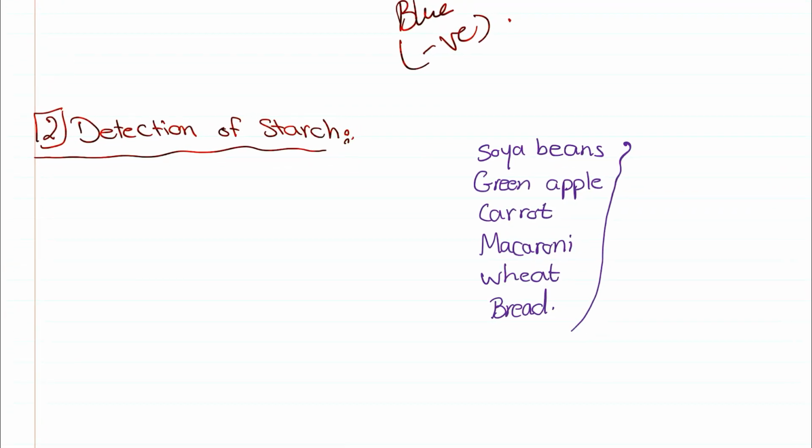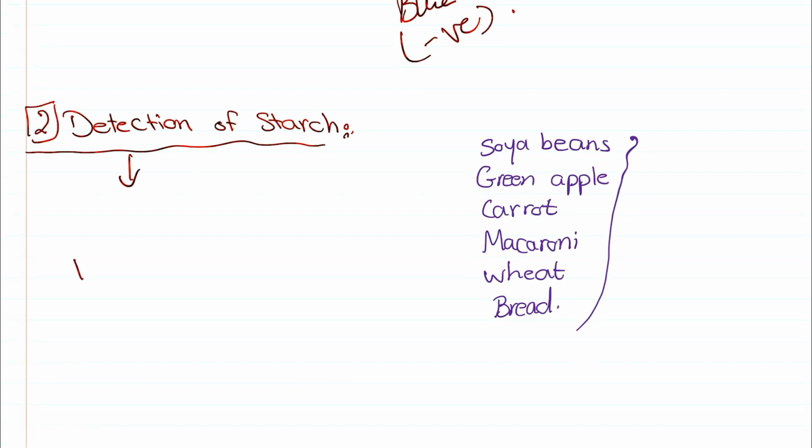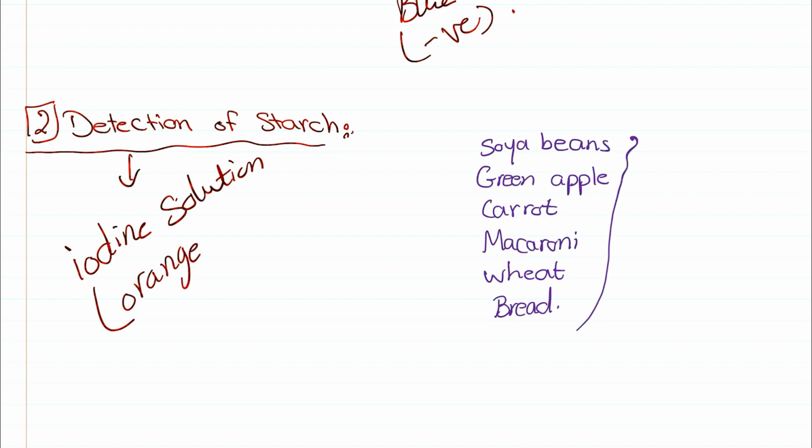The last one, detection of starch. The reagent which is used for detection of the presence of starch is iodine solution. What is the natural color of iodine solution? Orange brown. So if there is starch, the color will be changed other than orange brown. If there is no starch, the color will stay as it is.